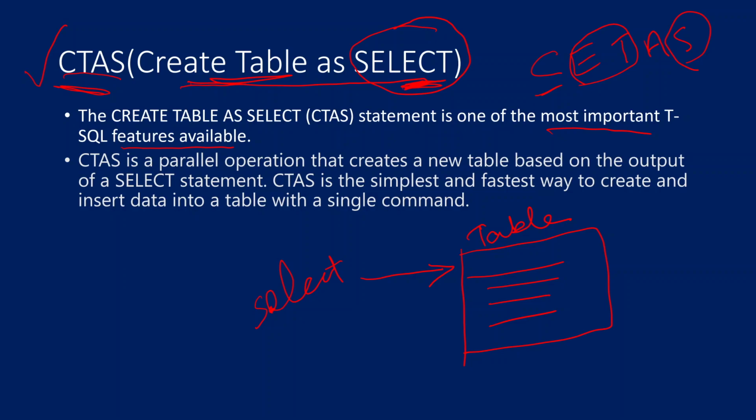This CTAS is a way to create and insert data into a table using a single command, right? Because using this CTAS command, you take the output of the select and insert it into a new table. That means you are creating one table here, and also inserting data into that table. So both things happen using this single command. How to practically use it, we are going to see now.